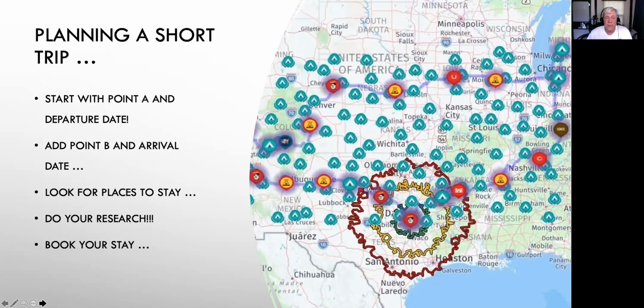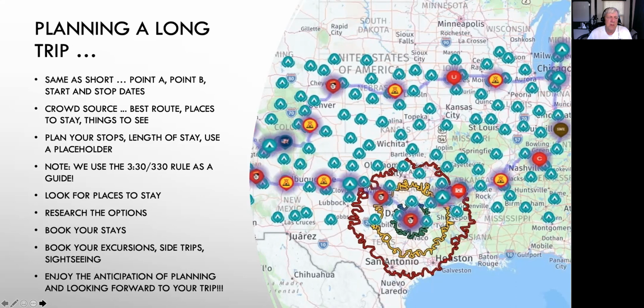When you're doing a short trip, and I'll show you how to do that, I'll actually do one for you. You're going to start with point A and your departure date. Then you're going to add point B and your arrival date, and then you look for places to stay and do your research, book your stay. And again, I'm going to show you how to do that. I'm going to give you a sample of that.